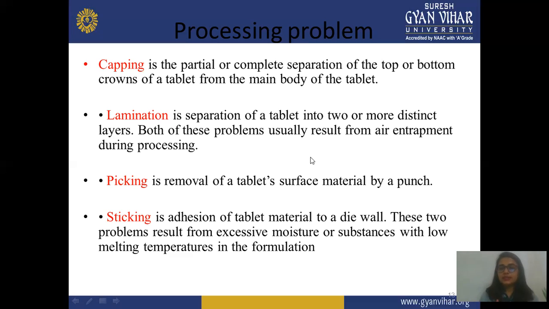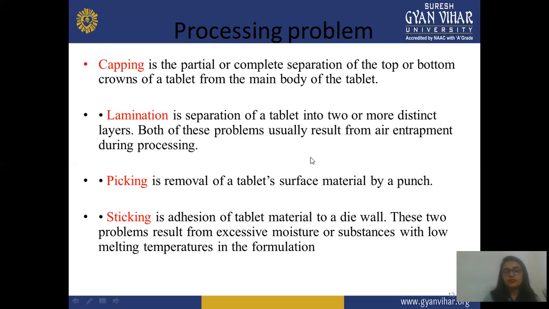Next is sticking. Sticking is the addition of a material to the die wall. When some material adheres or sticks to the die or part of the tablet machine, these two problems result from excessive moisture or substances with low melting temperature in the formulation. If your granules contain excessive moisture, or a temperature problem occurs, in this condition the sticking problem is observed.